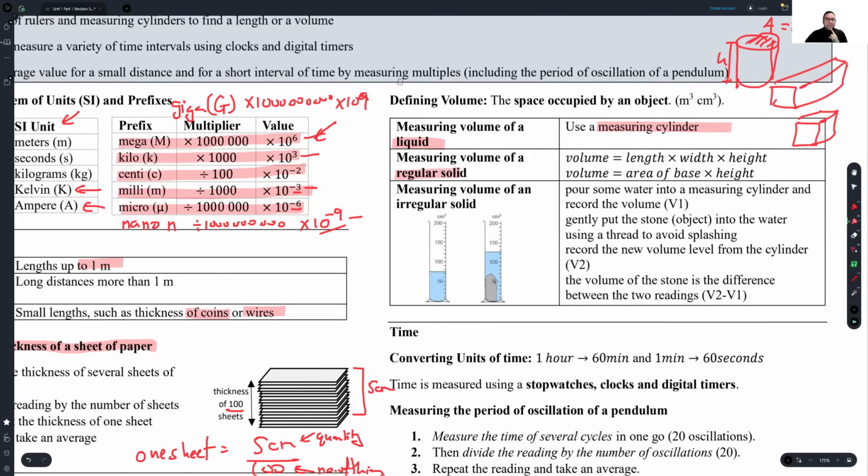What if it was an irregular solid? So it's not a fixed shape. It's like a stone or my keys or something. We use the displacement method, which involves putting some water into a measuring cylinder, measuring the initial volume, gently putting the rock, for example, into the water and getting the new volume, and then subtracting the two readings to get the volume of the rock.